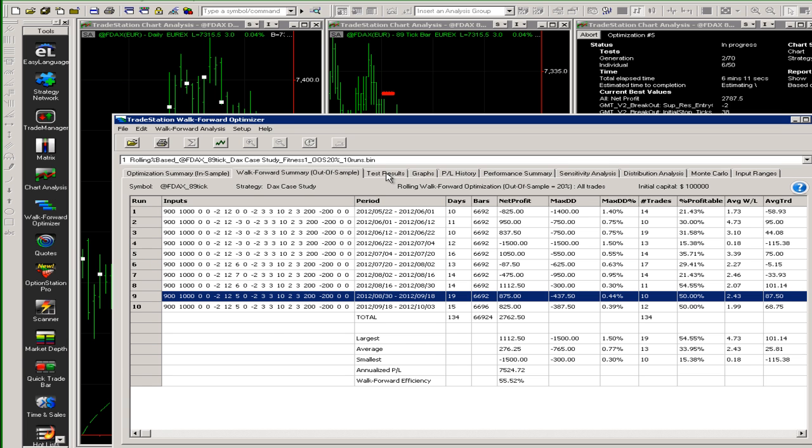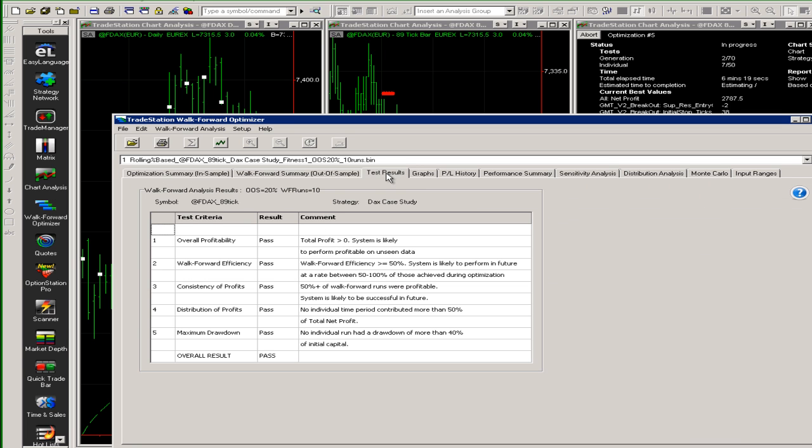If you have a look at the overall test results, this is a grid that tells you the test criteria based on your sample. So you've got your sample, you've tested, you've done your walk forward test. Overall profitability is a pass. Walk forward efficiency is a pass. So it's grading your system based on the testing you've done, and it's really allowing you to have a little bit more confidence with what you've developed as a system.